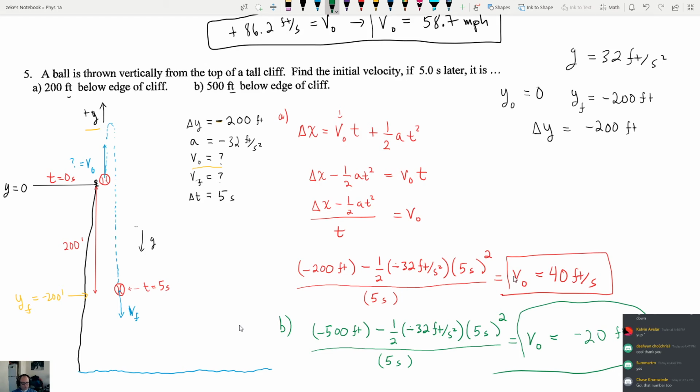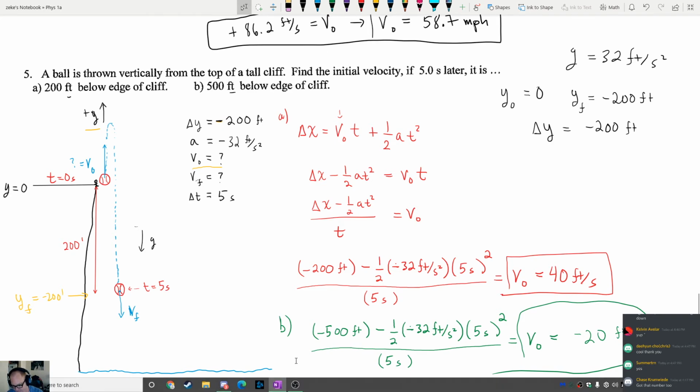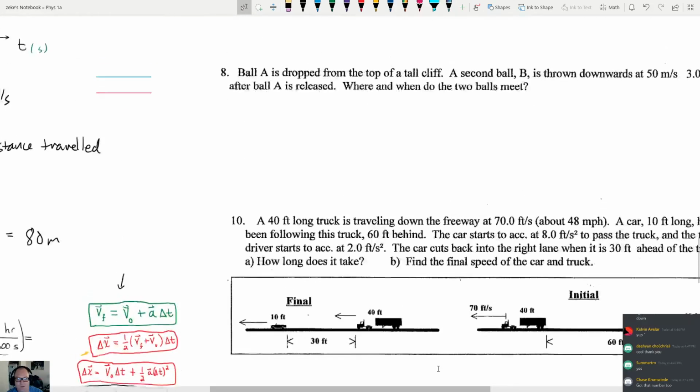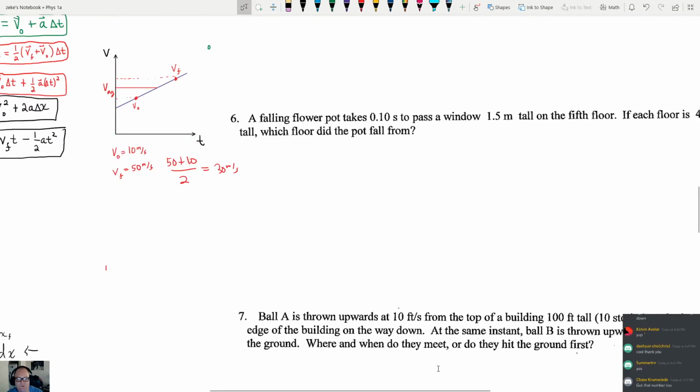Okay, there's a very straightforward kinematics problem involving free fall. And let's see if we can do one more.